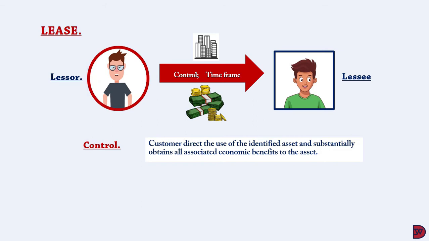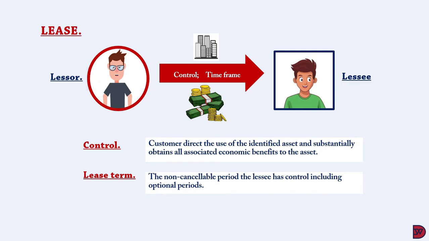Now, where a supplier has the substantive right of substituting the underlying asset throughout the period of use and benefits economically from doing so, it means that the customer doesn't have control. Now, this is the non-cancelable period for which the lessee has the right to use an identified asset.